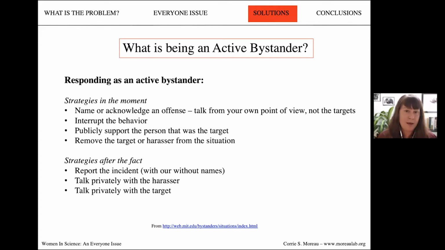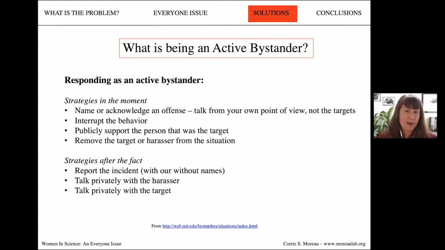You have to always talk from your own point of view, not the target's. You want to interrupt the behavior. You want to publicly support the person that was the target, and you want to remove the target or the harasser from the situation. So let's give an example of that. We're at a conference, standing around in a group, and someone tells a joke that's inappropriate. So what you should do in that moment is say, I find that joke offensive, and here's why.